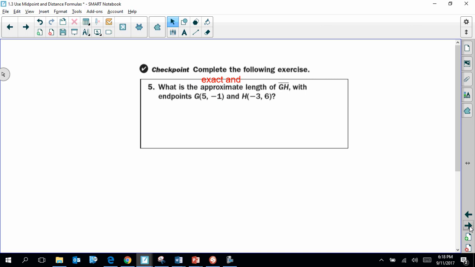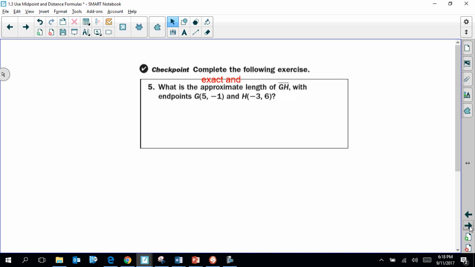So at this point, what I'd like you to do is go ahead and pause the video and tell me the approximate and the exact length of segment GH. Again, it doesn't matter which one you call point 1 or point 2. They'll work out to be the same either way. Go ahead and pause the video, work out this problem, and when you're done, hit play, and let's compare your work versus mine.